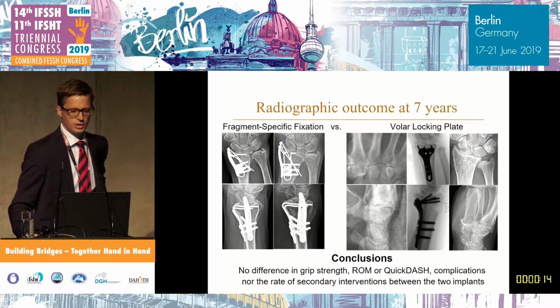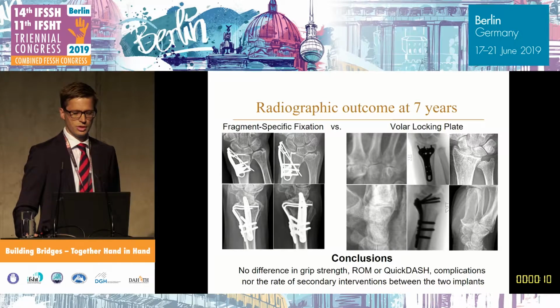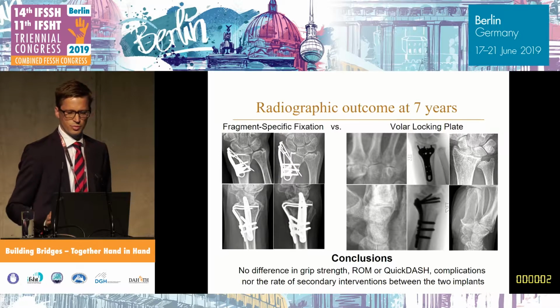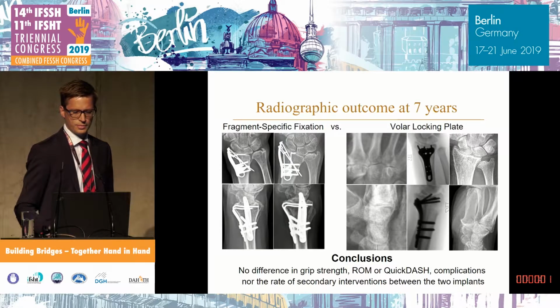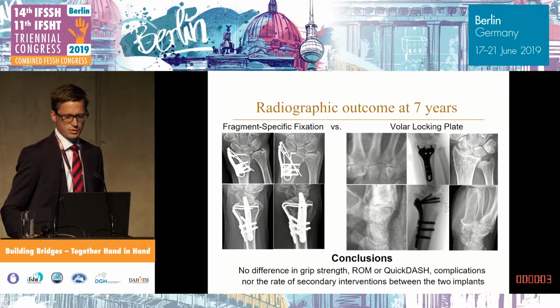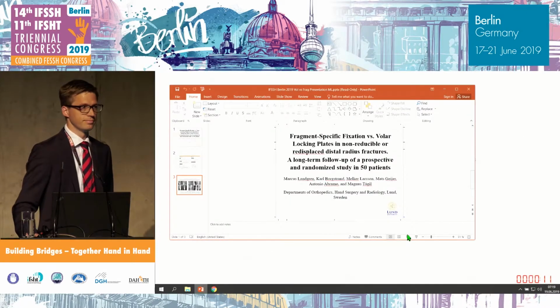So at 7 years, we didn't find any difference in the radiological outcome either. To the left, you see the fracture at 1 year, and to the right, the fracture at 7 years, and versus on the volar locking plate, you see the same. So, in conclusion, no difference in grip strength, range of motion, QuickDASH, nor in rate of secondary interventions between the two implants. Thank you.